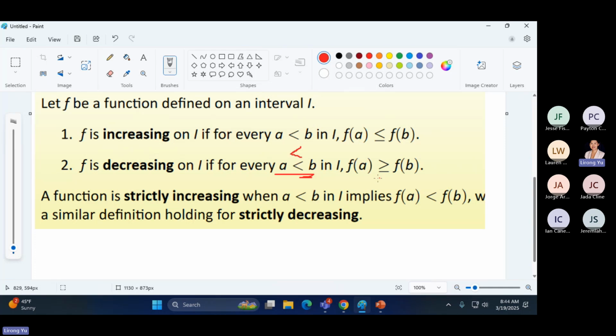Now, decreasing is the opposite. You can see that when x is less than b, so that's the x value, f of a and f of b are the y values. So when the x value is increasing, the y value is actually decreasing. You see, this and this are in opposite directions. That's a typical behavior of decreasing. You can try other ways. If this is bigger and this is actually smaller, that's also consistent with the definition for decreasing.